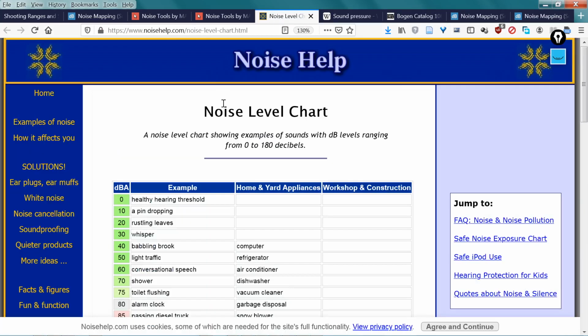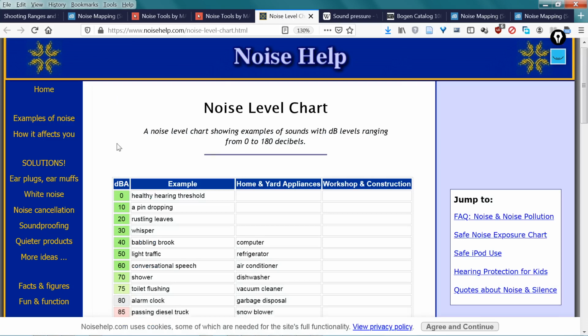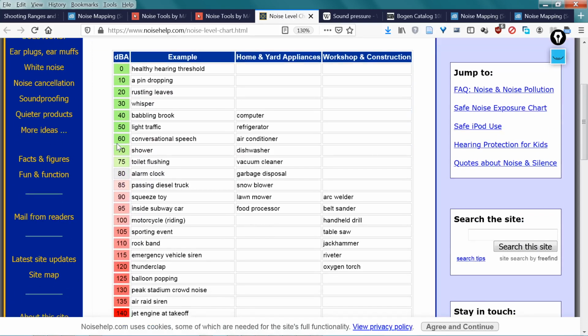Oh, here we go. Noise level chart. So here we have a chart of various sounds and their dBA. Now, I think in this case that probably stands for decibels with the A weighting, although it could stand for absolute. I'm not sure which. For gunshots, you normally deal with straight decibels, but everything else is dB with an A weight on it, dBA. So anyway, let's just talk about it.